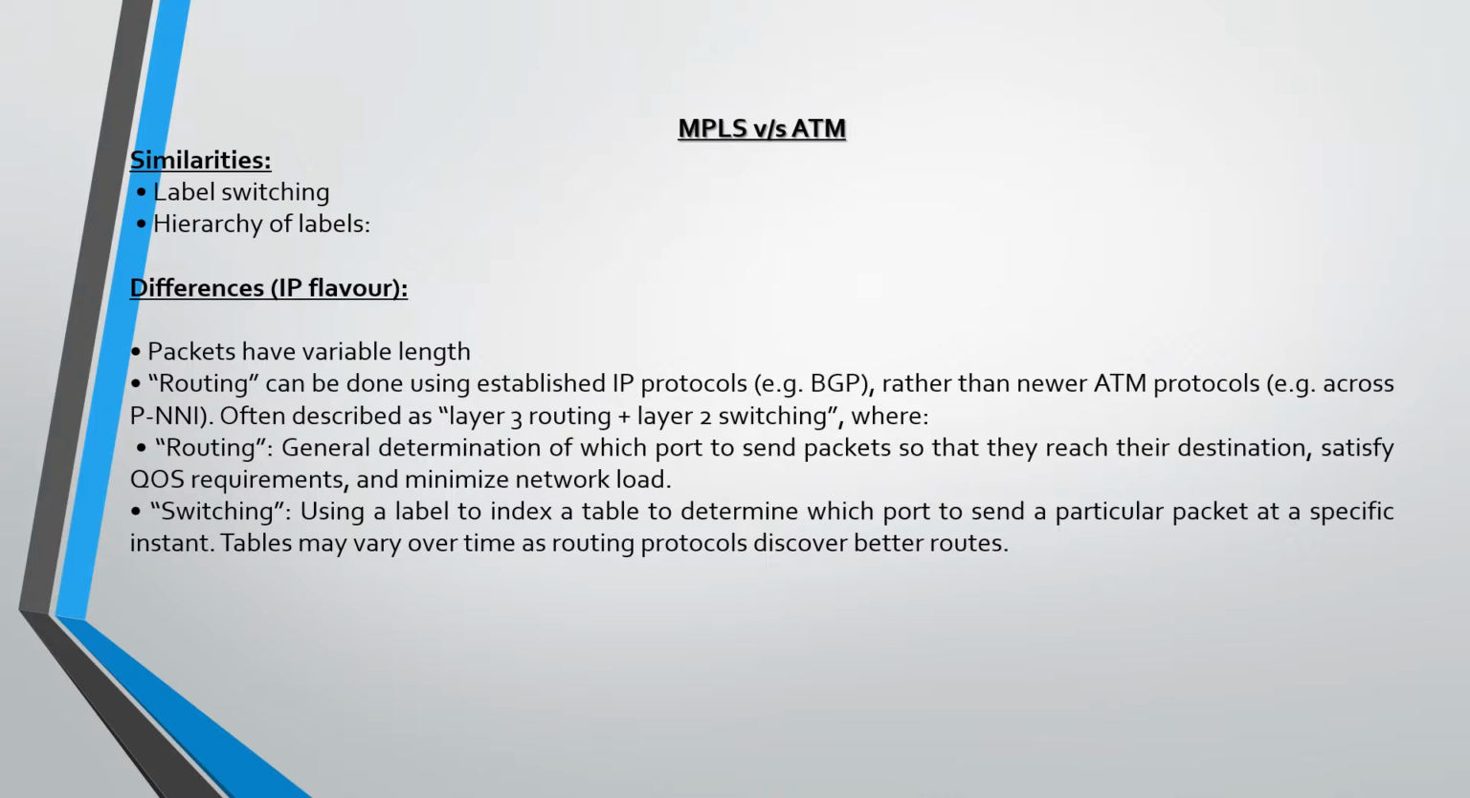In routing, the general determination of which port to send packets to so that they reach their destination, satisfy quality of service requirements and minimize the network load. And in switching, a label is used to index a table to determine which port to send a particular packet at a specific instant. Tables may vary over time as routing protocols discover better routes.